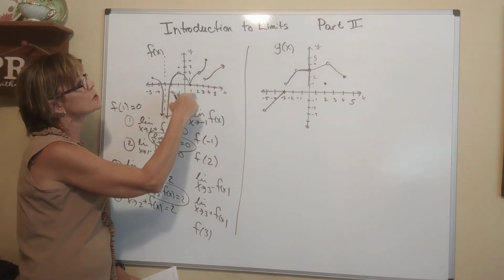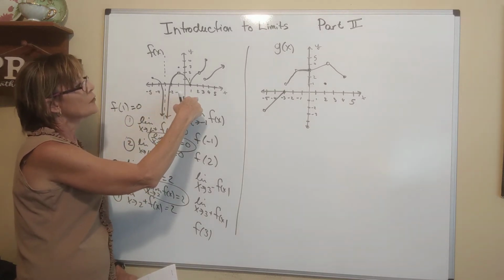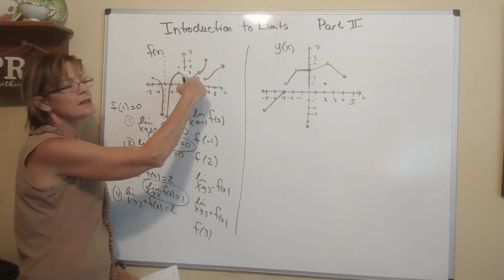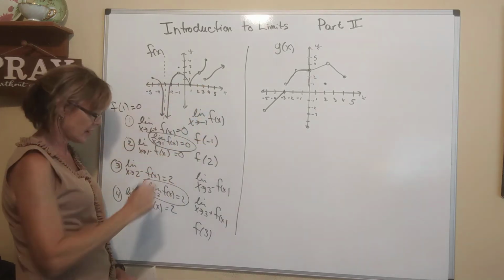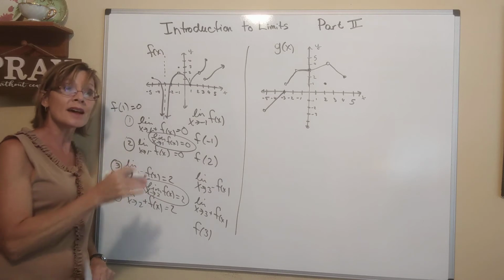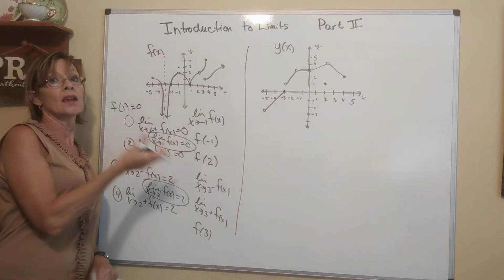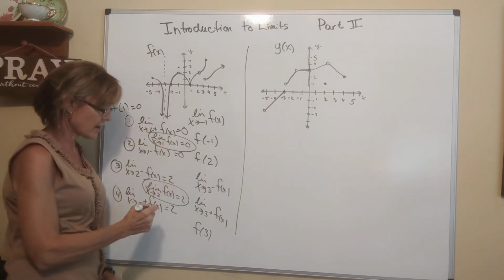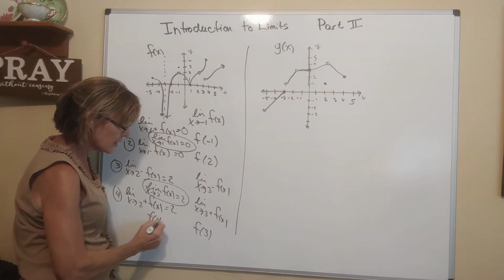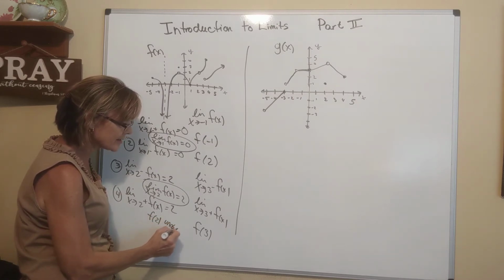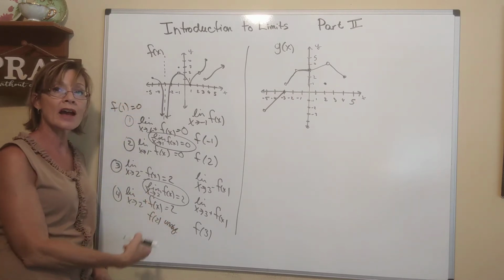What is f of 2 defined to be? F of 2, when I go to 2, I see an open circle. It is undefined. Did that affect the limit? Not a bit. The limit existed even when the function was undefined. So f of 2 is undefined, but we know that that doesn't affect the limiting value.